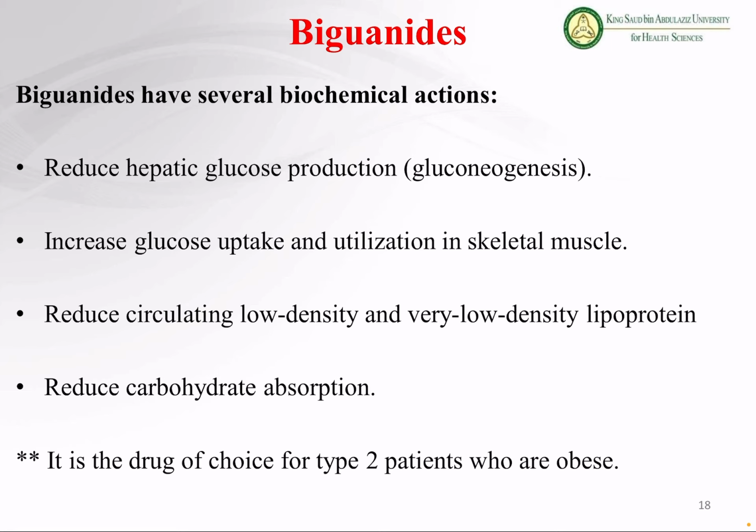Number three, they reduce the circulating low density and very low density lipoproteins. Low density lipoprotein is abbreviated as LDL, and very low density lipoprotein as VLDL. These two are called atherogenic. It's not a term used here, but just for your knowledge, and it will come in my next topic also. Atherogenic means that they basically increase the risk of cardiovascular problems. So LDL and VLDL are atherogenic.